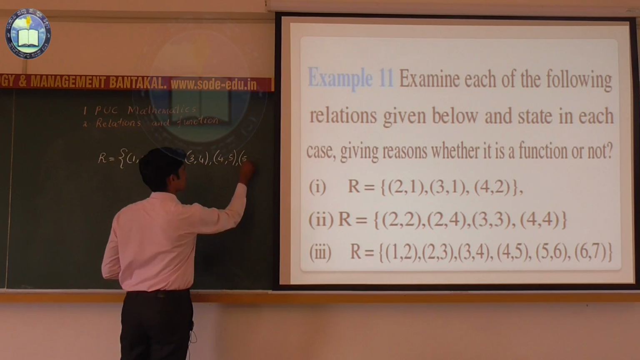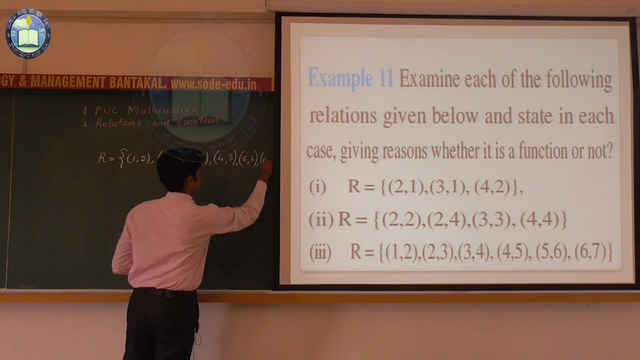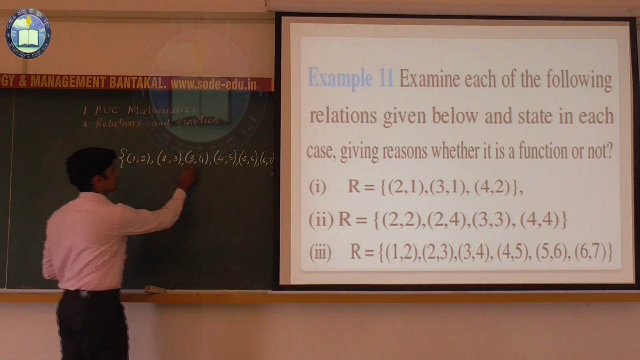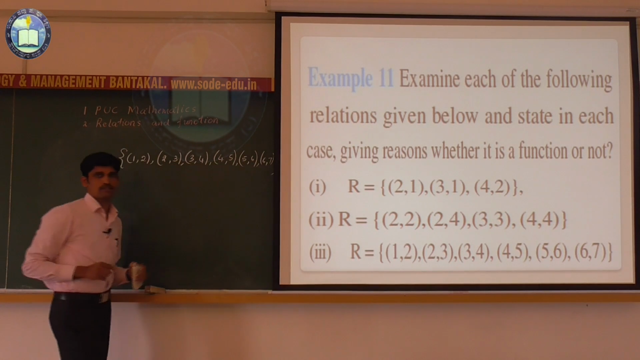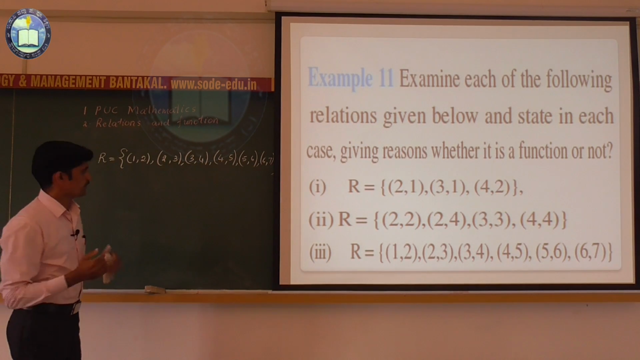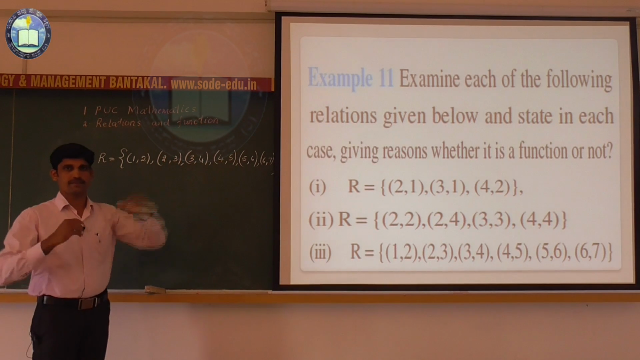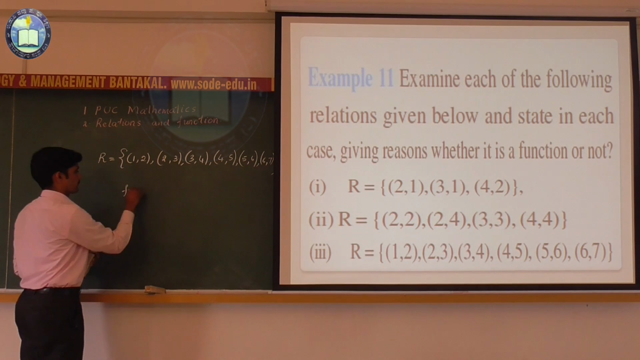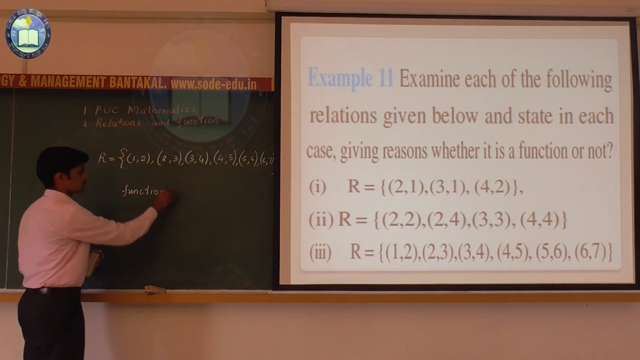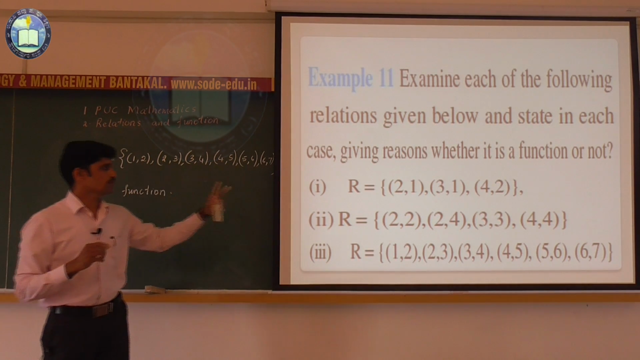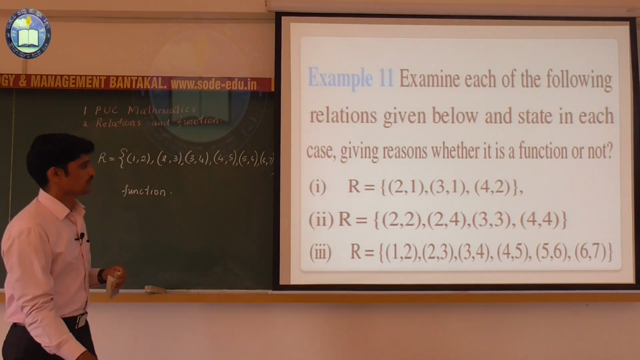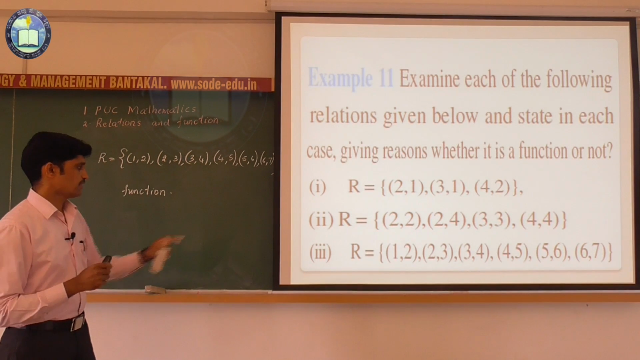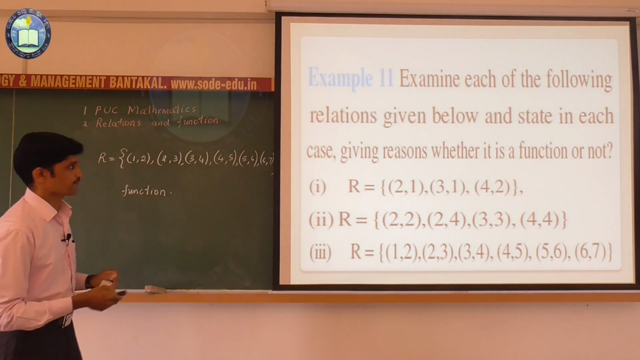(5, 6), (6, 7)}. Here if we observe, 1, 2, 3, 4, 5 and 6 are the first elements of the ordered pairs and no element is repeated as the first element. Therefore, this relation is a function. So, in this question, the first is a function, the second is not a function because 2 has 2 images, and the third one is a function.